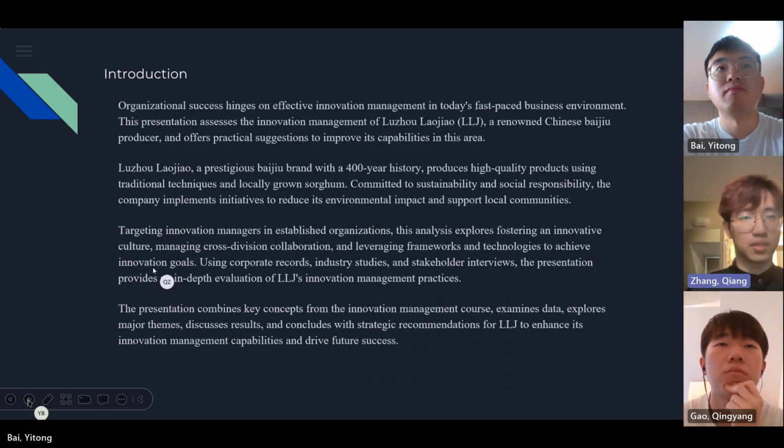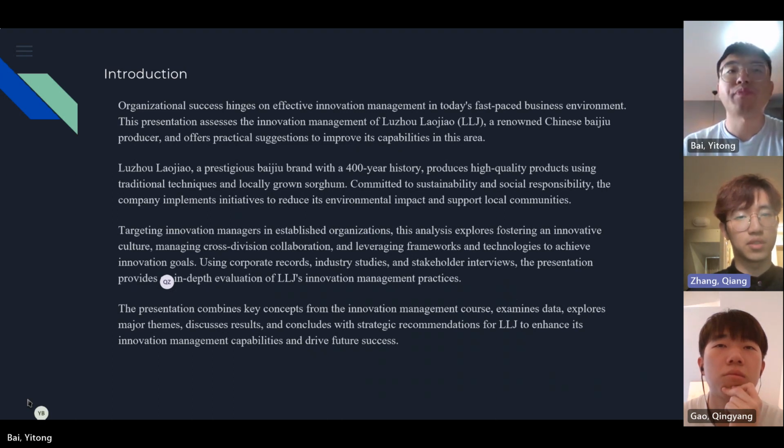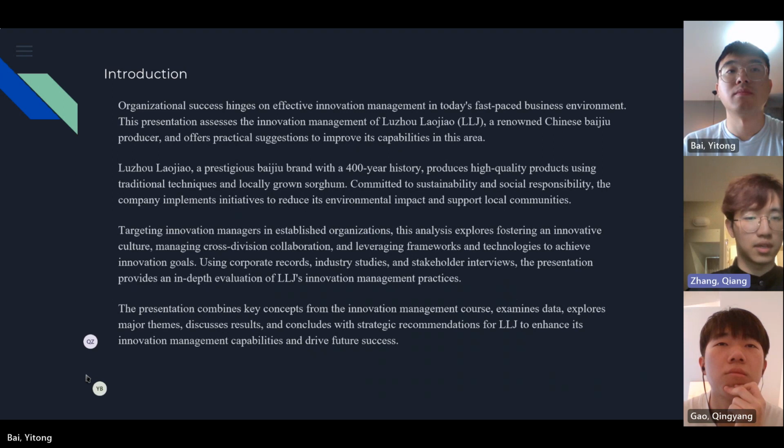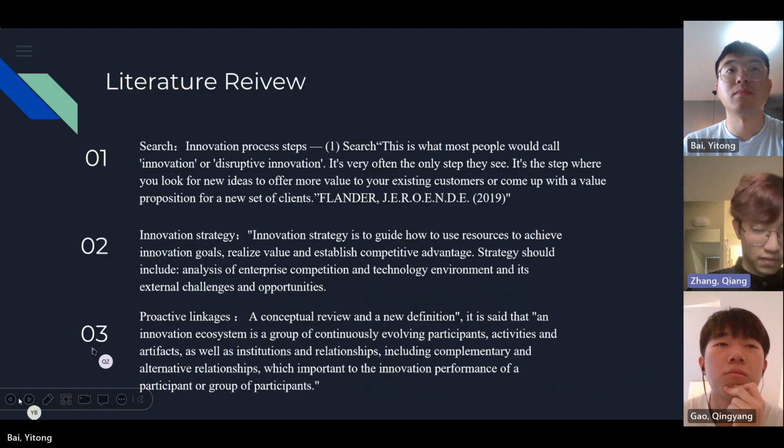introduction about our project. First of all, organizational success hinges on effective innovation management in today's fast-paced business environment. This presentation assesses the innovation management of Luzhou Laojiao, a renowned Chinese baijiu producer, and offers practical suggestions to improve its capacities in this area. The presentation combines key concepts from the innovation management course, examines data, explores major themes, discusses results, and concludes with strategy definition.